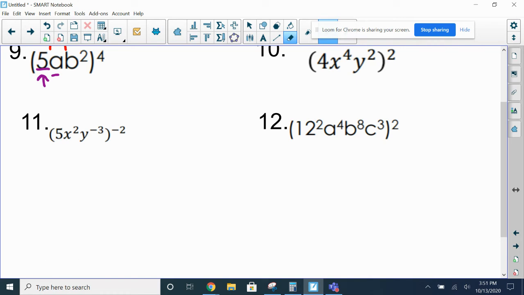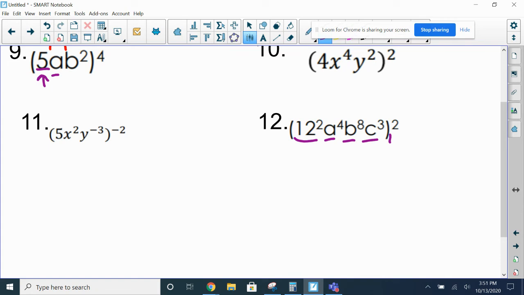12 is our last one, so we are still doing power to a power, so all of these exponents are side by side. They're at the same level, side by side. Multiply. So 12 to the power of 2, we're distributing it. We have a base of 12, base of A, base of B, base of C. So we're going to distribute that 2 into the 12, the A, the B, and the C.